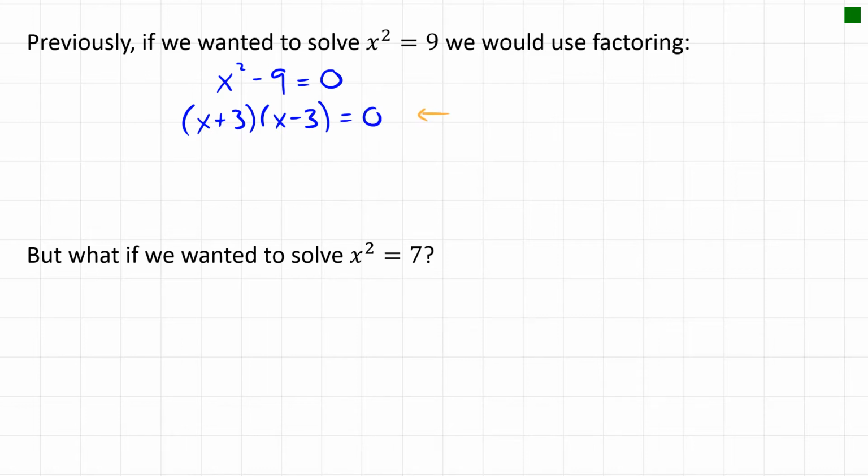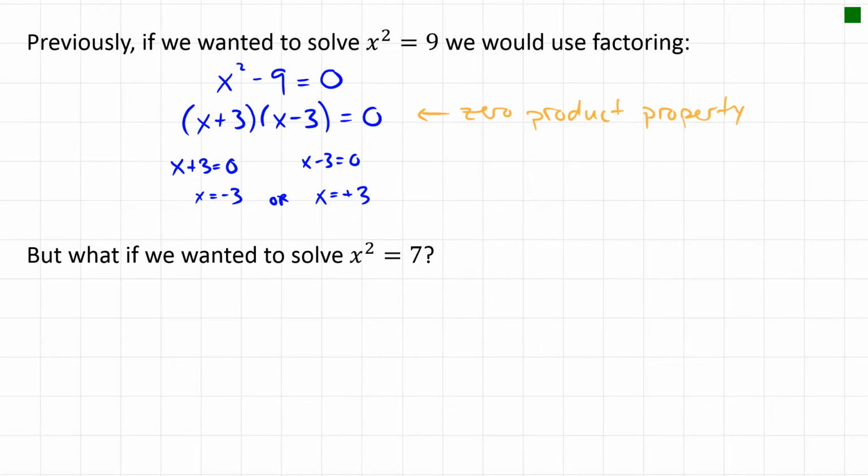And then we would recognize that we can use the zero product property to say that either x plus 3 equals 0, because if you have two things multiplied together equals 0, one or the other has to be equal to 0. So either x plus 3 equals 0 or x minus 3 equals 0. So that would mean x equals negative 3 or x equals positive 3. So that was our method beforehand.